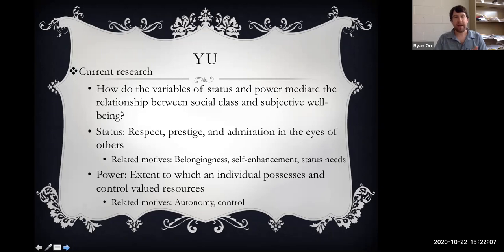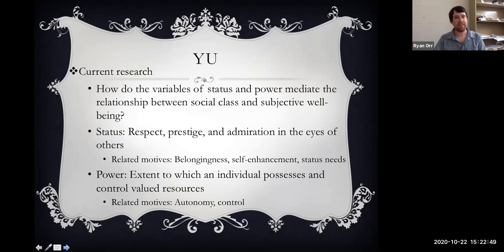So again, what are the factors of status and power that maybe connect to people being happier with their lives, more satisfied with their lives, or perhaps not so happy with their lives and not so satisfied? And so when we say status, basically we're conceptualizing it as respect, prestige, and admiration that others provide you. So others give you respect. They kind of see you as being special, above average, above normal, and they admire you. So basically status is a social status, how other people see you, how other people define you.